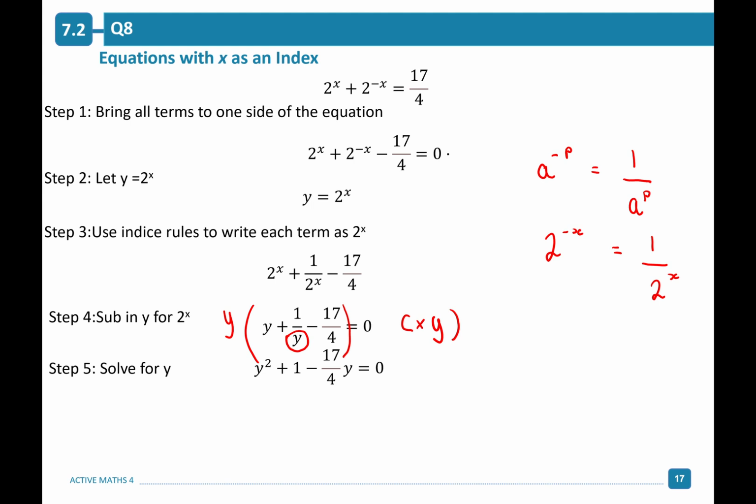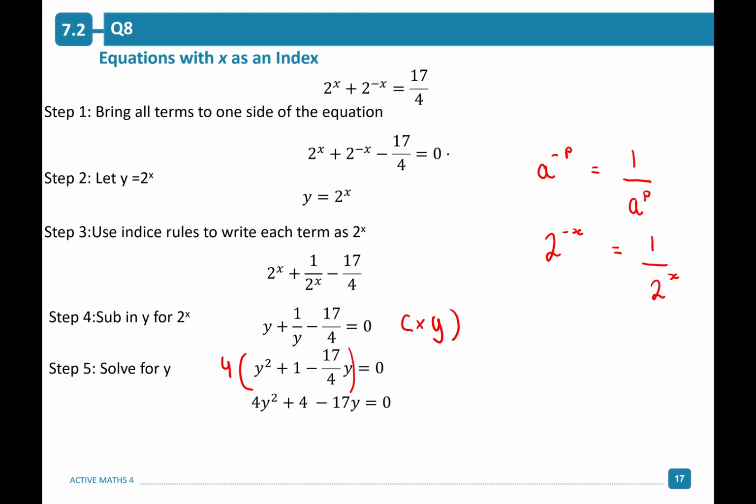From here, we still want to get rid of our fractions. So I'm going to do the same thing again with my second denominator of 4. So I'm going to multiply my whole equation by 4 now. This gives me 4 times y squared equals 4y squared. 4 times 1 gives me 4, minus 4 times 17 over 4. And your 4's cancel out in that case, which leaves us with 17y. This gives us 4y squared plus 4 minus 17y equals 0.